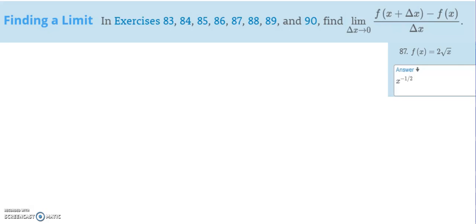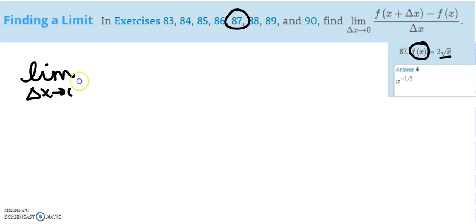This was made for number 87 from your textbook in section 1.3. Number 87 says, find the limit as delta x goes to 0 of f of x plus delta x minus f of x, all divided by delta x, knowing that f of x is equal to 2 square root of x. So I'm going to go ahead and set up my limit structure.